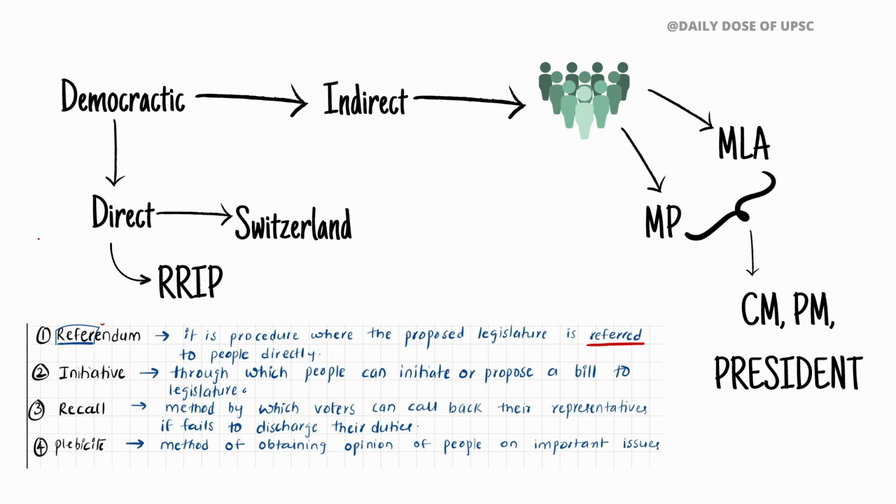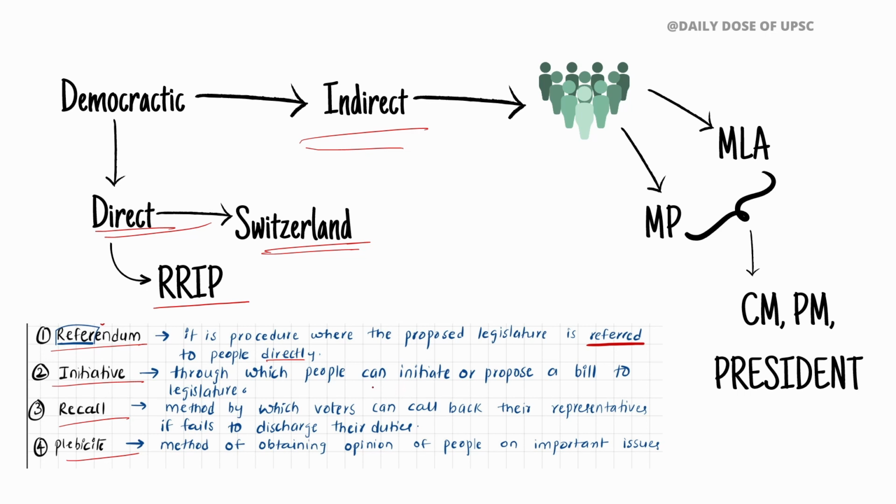Next keyword is democratic. Democracy is of 2 types, direct and indirect. Direct democracy is seen in Switzerland, which has a system of RRIP. RRIP is nothing but referendum, initiative, recall and plebiscite. Referendum means a legislative matter is referred to the people directly.